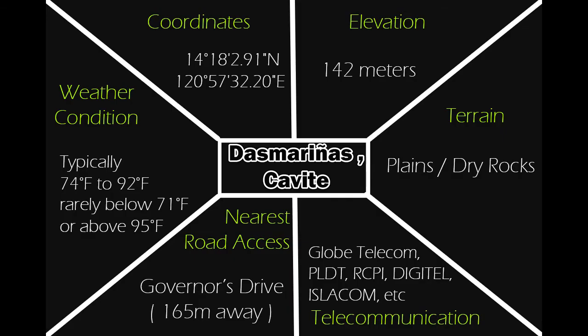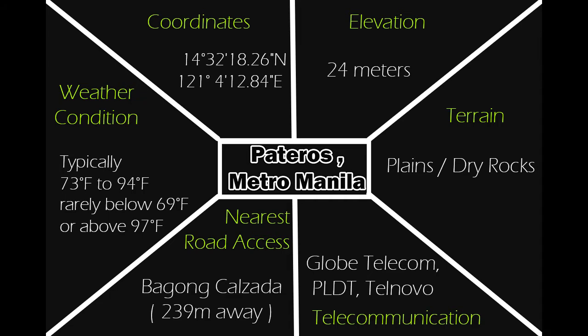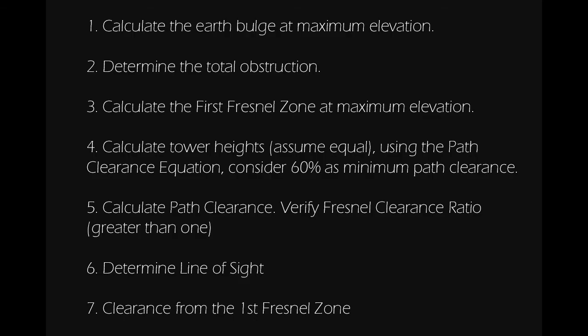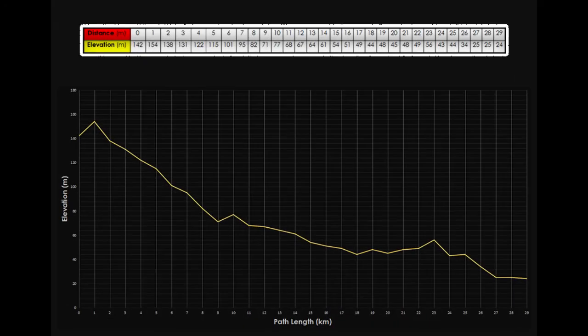Shown to you on the screen is all the information needed in a site survey, such as its coordinates, elevation, terrain, weather condition, telecommunications used, and its nearest access roads. Before answering all these questions, first things first, we need to know the elevations between the transmitter and receiver. Shown on the screen is its elevation in meters per path length in kilometers.